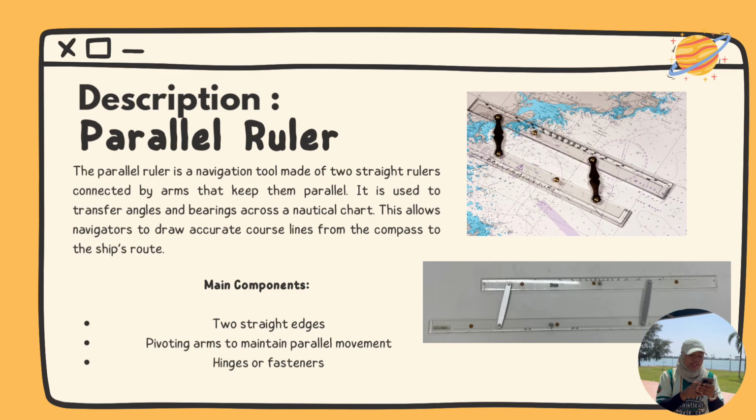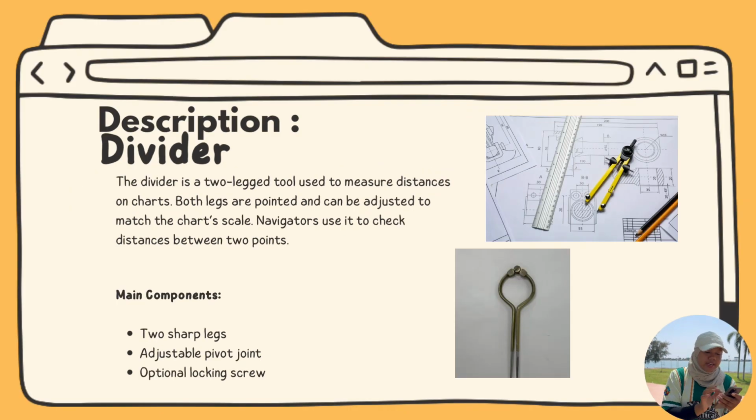A parallel ruler is a navigation tool made of two straight rulers connected by arms that keep them parallel. Basically, we use this parallel ruler to transfer data from the chart to measure. The second is the divider. A divider is a two-leg tool used to measure distance on charts. Main components are two sharp legs, an adjustable pivot joint, and a positional locking screw.